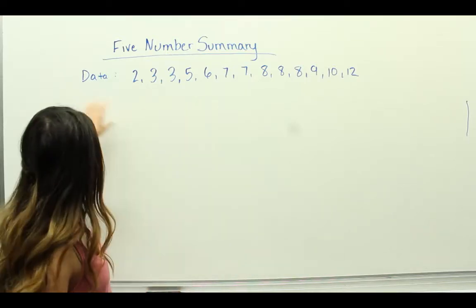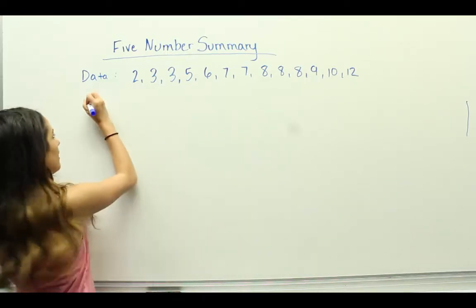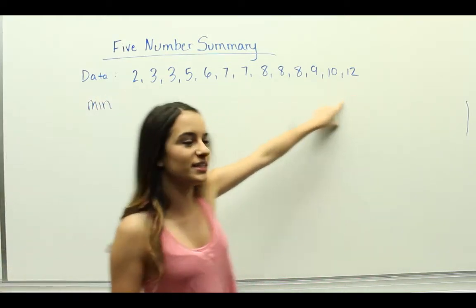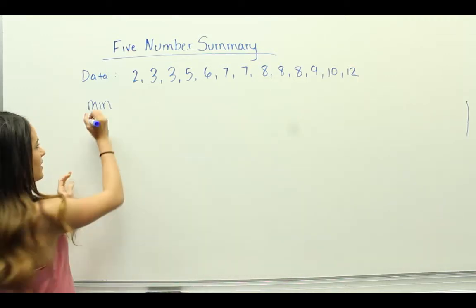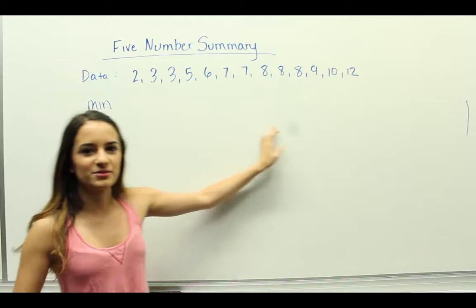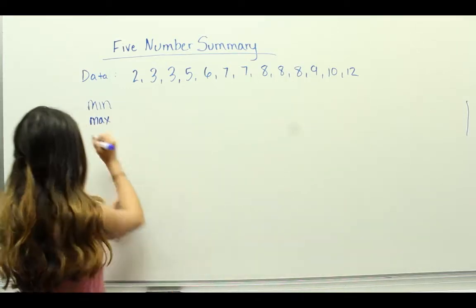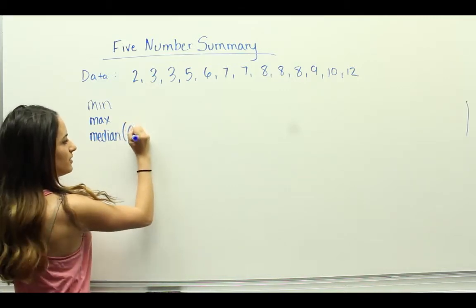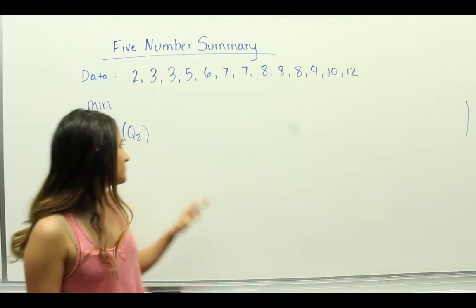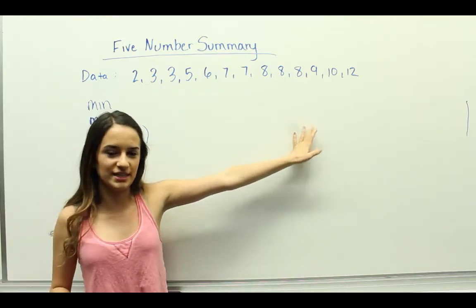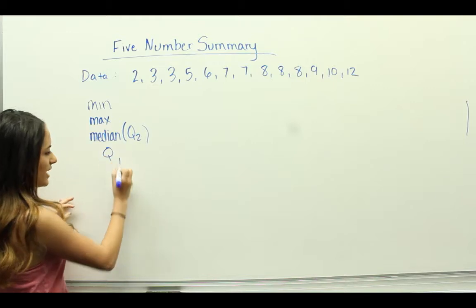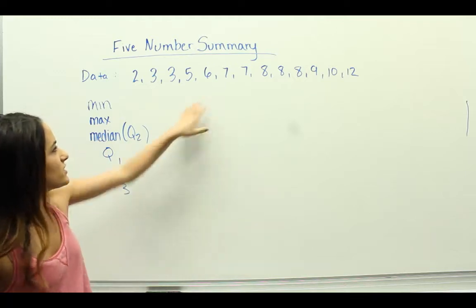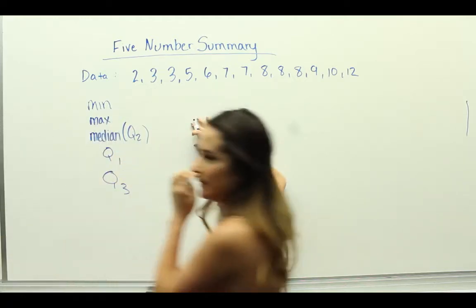A 5-number summary consists of a minimum, which, once you order your data set, which I've done here, would be the lowest number in your data set, a maximum, and the maximum would be the highest number in your data set, a median, also known as quartile 2, which would be the middle number in an ordered data set, and then quartile 1 and quartile 3, which is just how you section off a data set. So let's solve for all these from this data set.